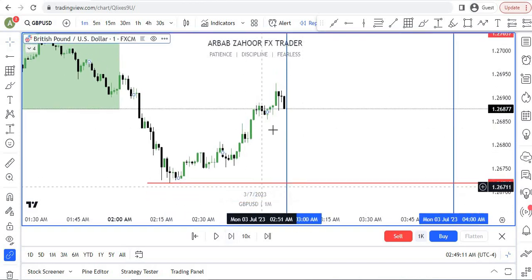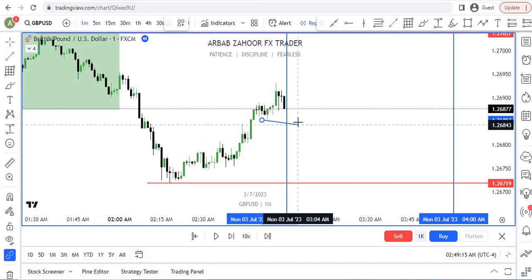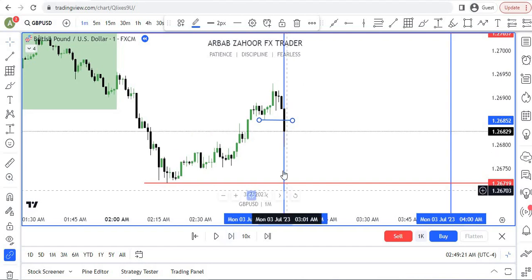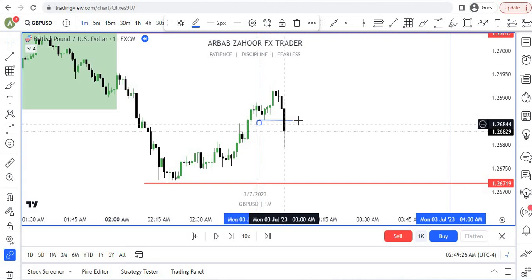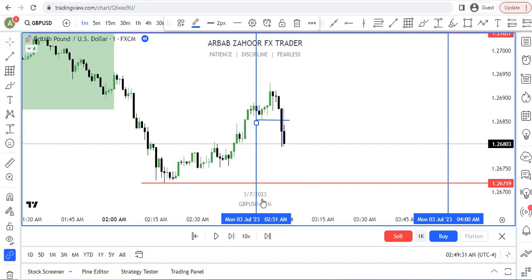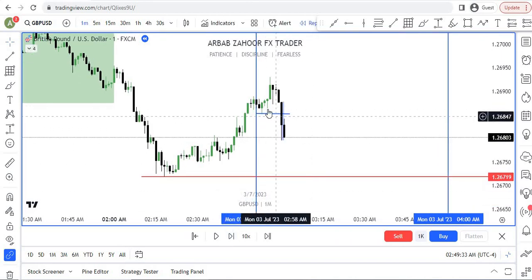Okay, so we have a valid swing as well. We will see that the market will shift this structure with displacement, like an energetic move. And the third candle should make a fair value gap in the opening of London.